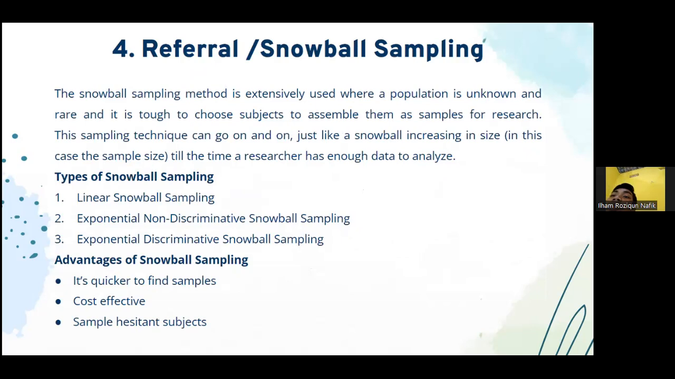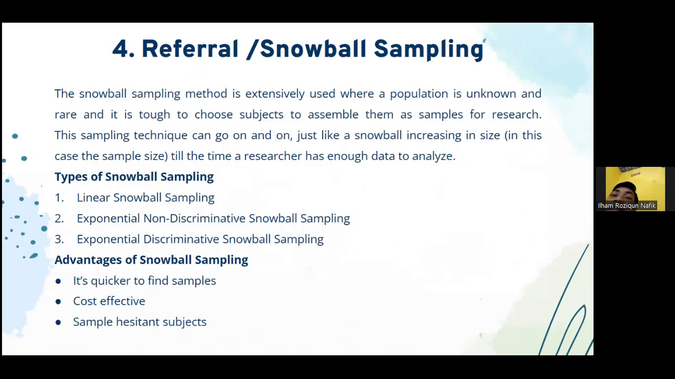Okay, the next is referral or snowball sampling. The snowball sampling method is extensively used where a population is unknown and rare, and it is hard to choose subjects to assemble them as samples for research. The sampling technique can go on, just like a snowball increasing in size, until the researcher has enough data to analyze.